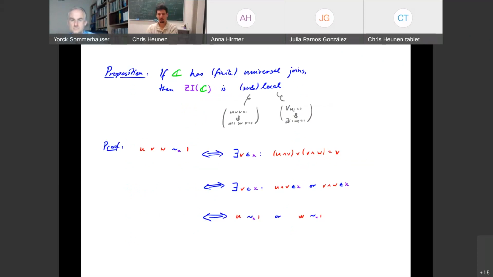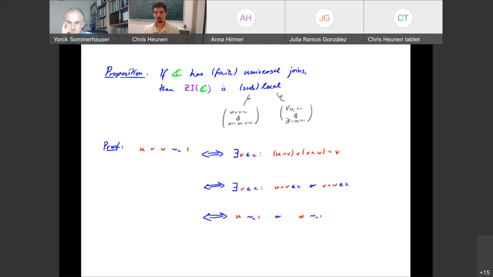Okay, and the final thing that I promised you is that if the big category has finite universal joins, then the small ones are local or sublocal. Sorry, the tiny ones are local. The stalks are local or sublocal.